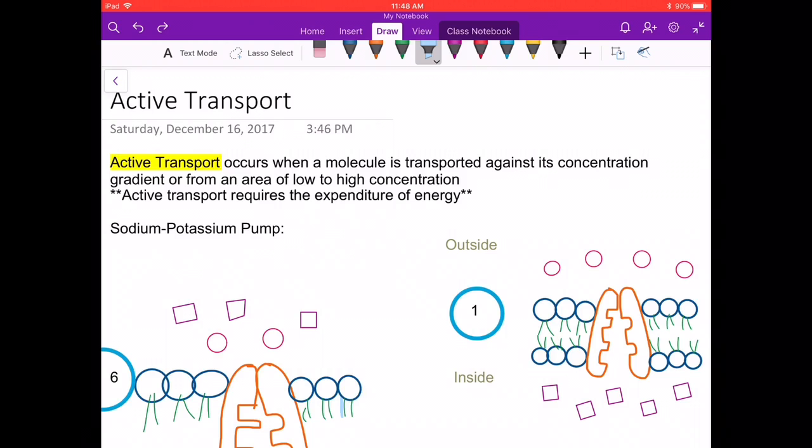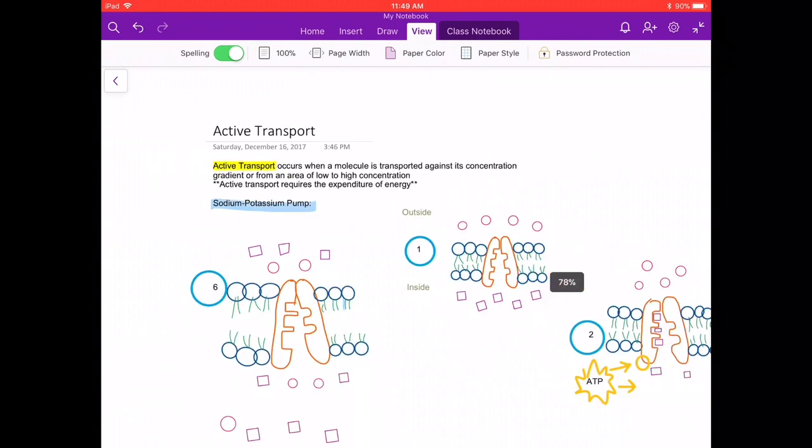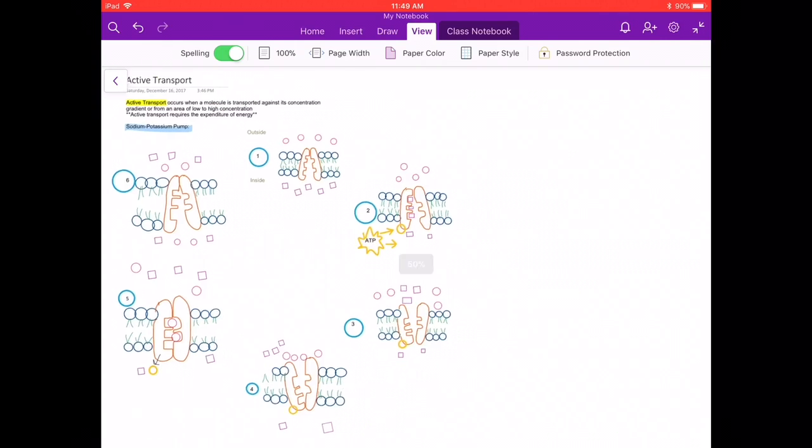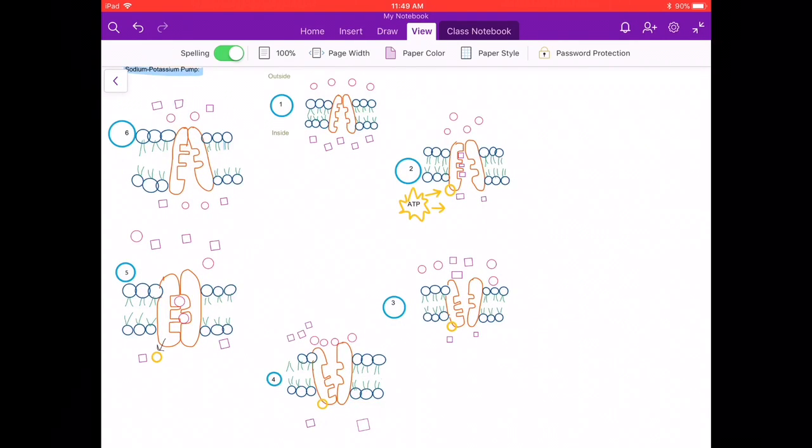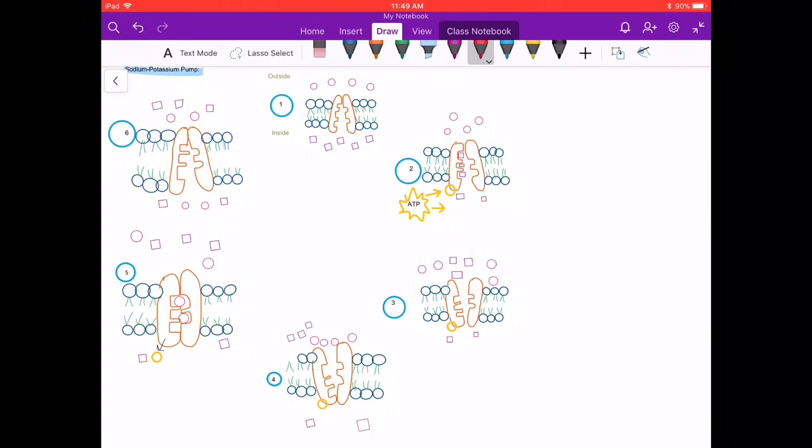One example of active transport is the sodium-potassium pump, a type of carrier protein. The purpose of the sodium-potassium pump is to move sodium ions outside the cell and potassium ions inside the cell. First, three sodium ions from inside the cell bind to the pump. Second, ATP splits into ADP and a phosphate group. The phosphate group attaches itself to the protein.